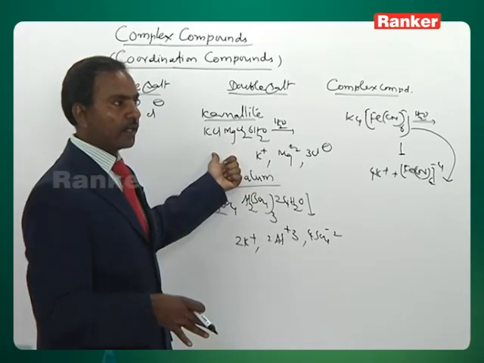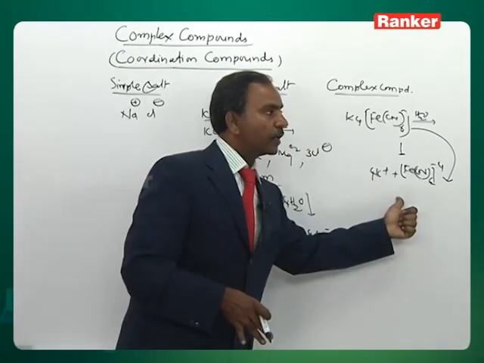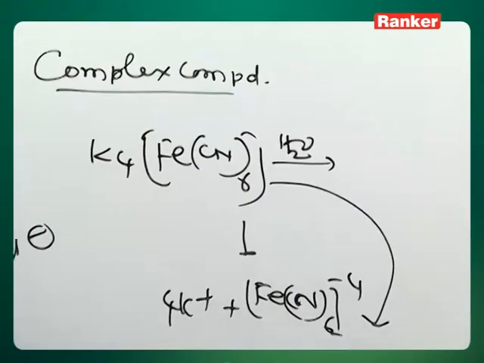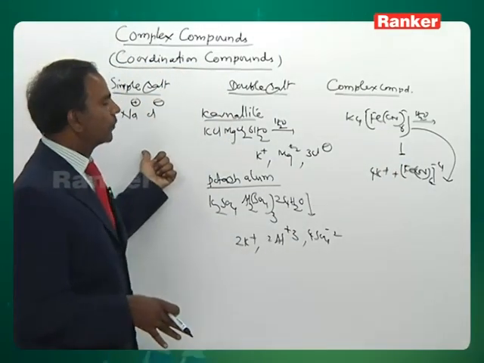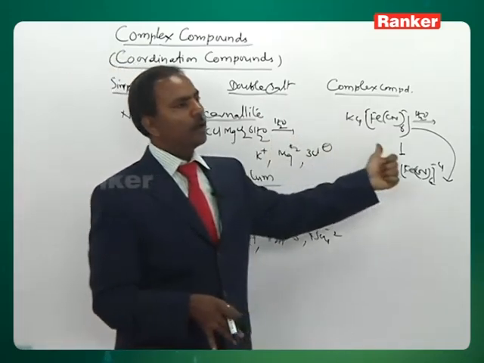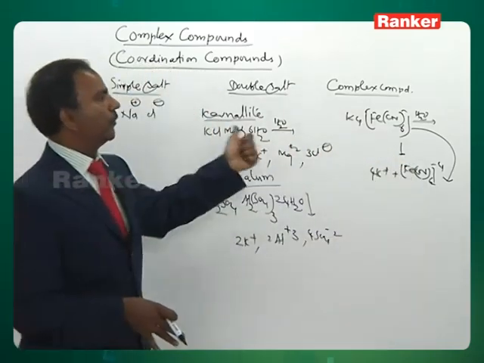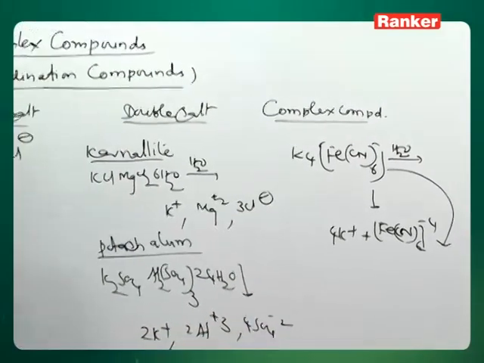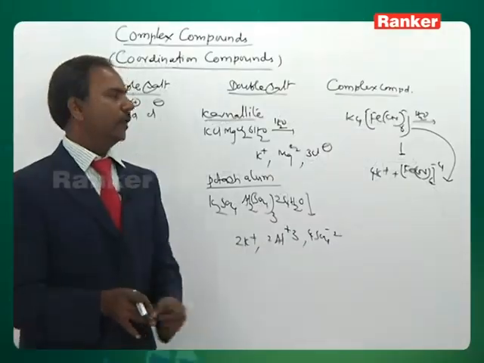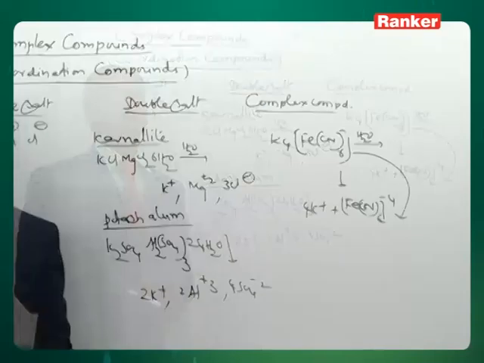Undergoing partial ionization means the complex ion does not ionize. We call it a complex compound. A simple salt, a double salt, and a complex compound: these are the three definitions. Next, let us see what are the parts of a complex compound.